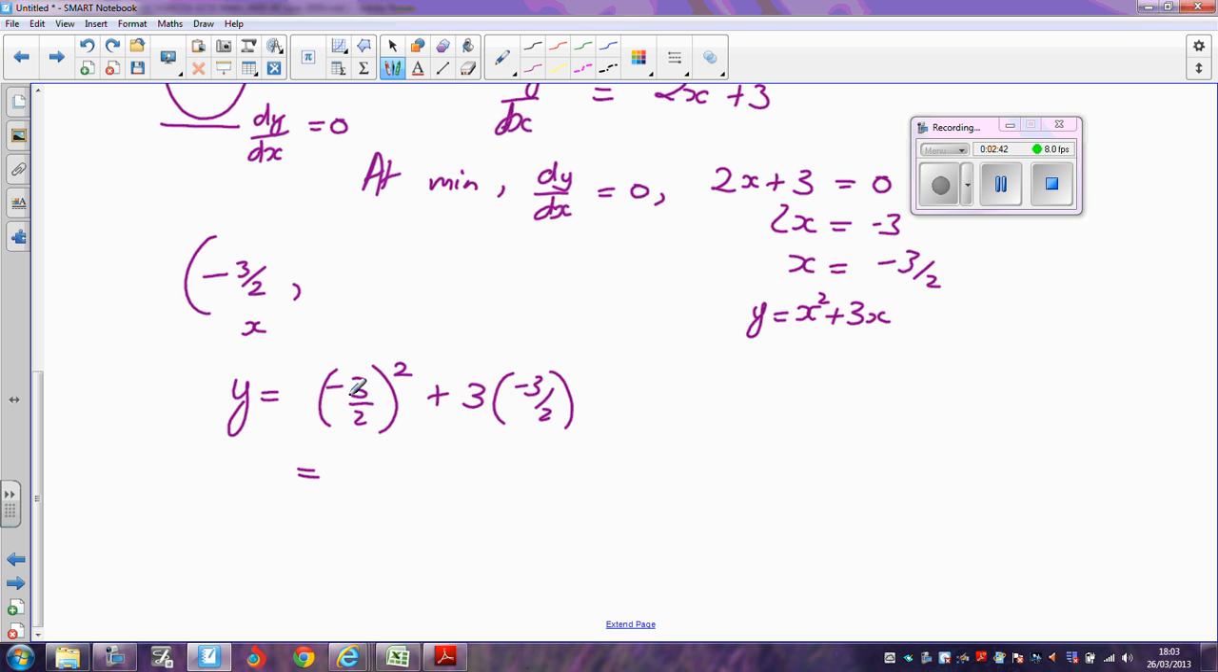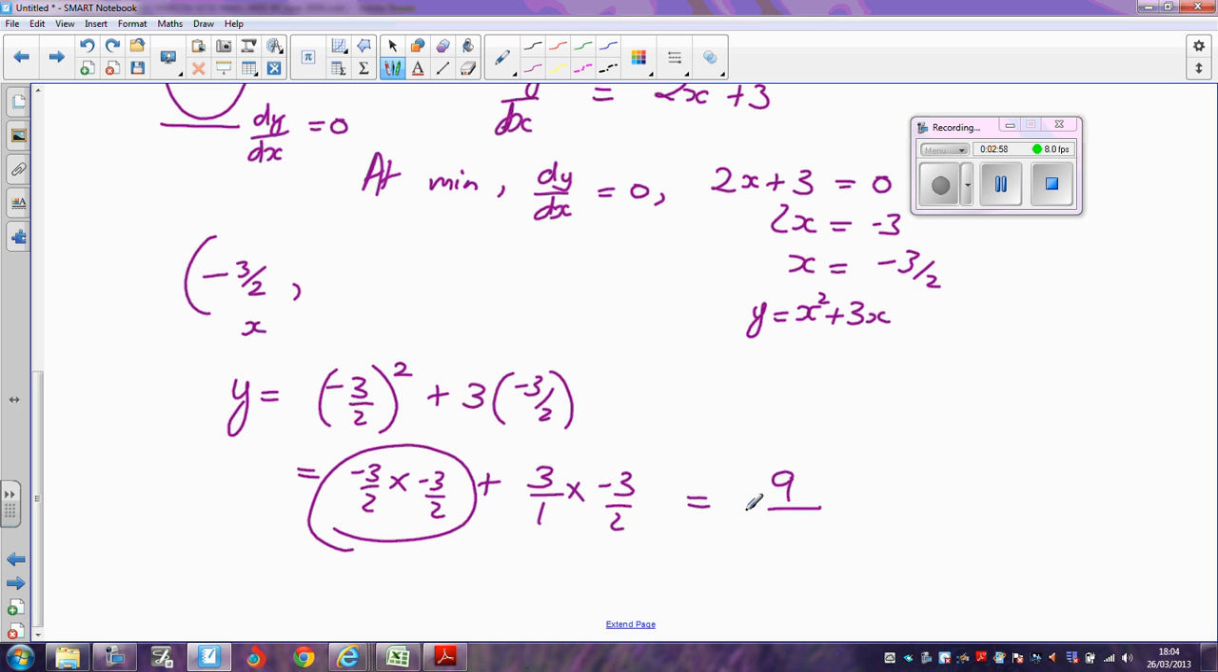Now I'm going to do this without a calculator. Minus 3 over 2 squared, well that's just minus 3 over 2 times minus 3 over 2. And then here 3 times minus 3 over 2, well that's like saying 3 over 1 times minus 3 over 2. If we multiply these together, minus 3 times minus 3 is 9, and 2 times 2 is 4. So that comes out as 9 quarters. Here 3 times minus 3 is minus 9, and that's over 2.